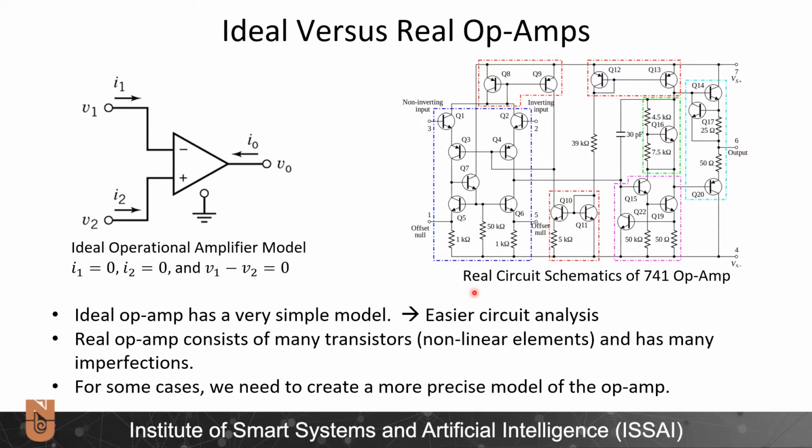However, on the other hand, when we look at the internal schematics of an op-amp, we realize that this circuit consists of very many nonlinear elements and has many imperfections. And for some cases, we need to take into account these imperfections and nonlinearities and create a more precise model of the operational amplifier.